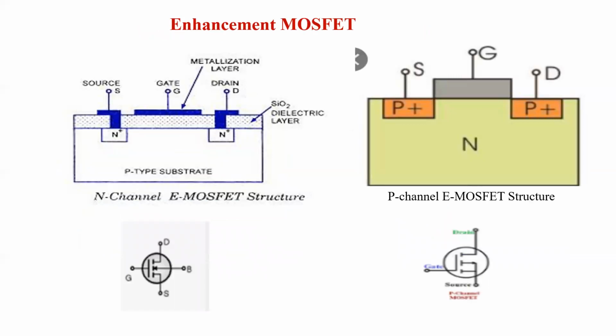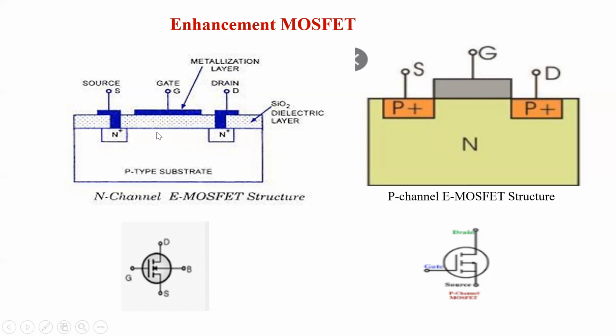Now another type of MOSFET is the enhancement MOSFET. Previously we have seen DE MOSFET. Now we are seeing enhancement MOSFET. This is another type, and in enhancement MOSFET also we have N channel and P channel. In the enhancement MOSFET, there is no physical channel present, unlike DE MOSFET. There is no physical channel present, but by applying proper voltage, the channel is induced.